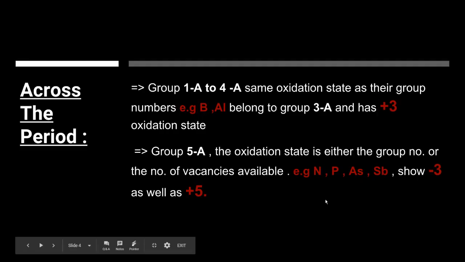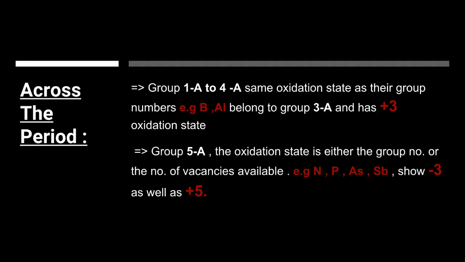Now students, let's discuss the trends of oxidation states across the period, that is from left to right. The oxidation state of a typical element is directly or indirectly related to the group number to which the element belongs in the periodic table. This is the subgroup A.